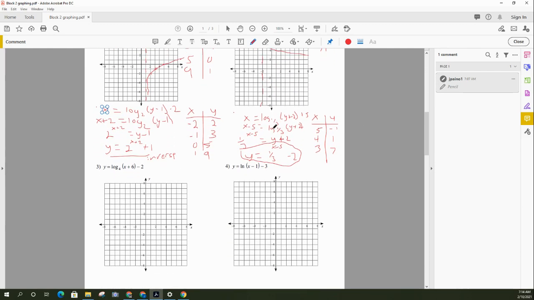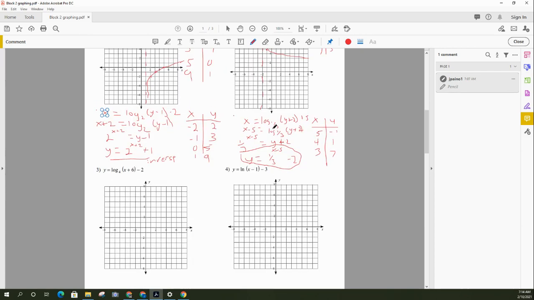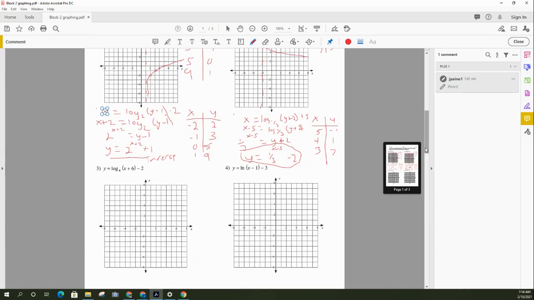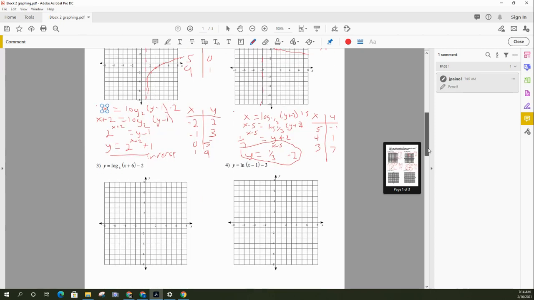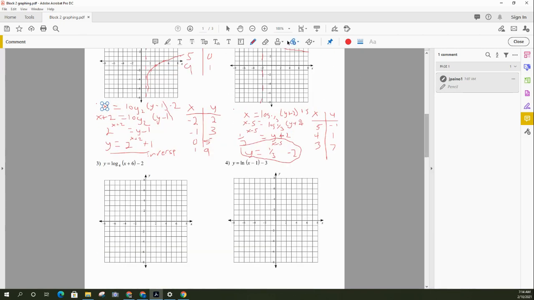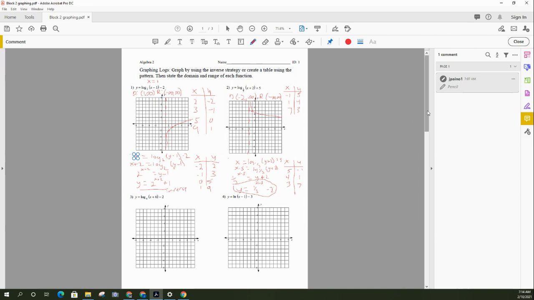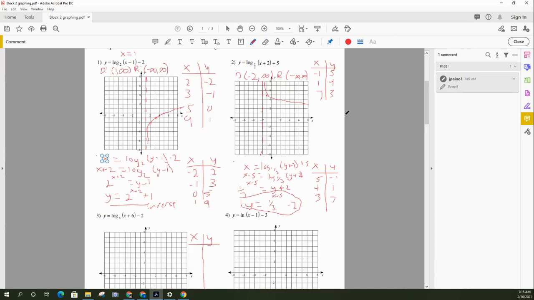All right. Let me see the bottom of that page. Okay. Let's see if we can do number 4 using the other strategy. All right, which was picking the correct x's right away.